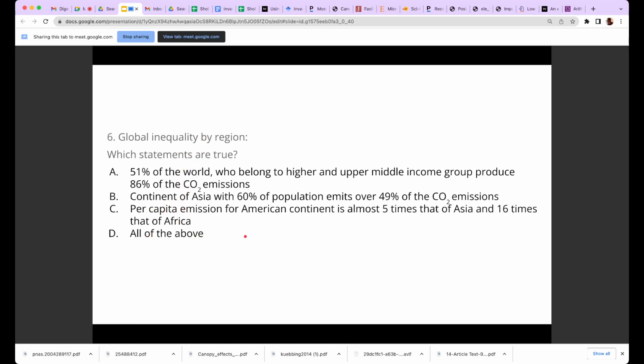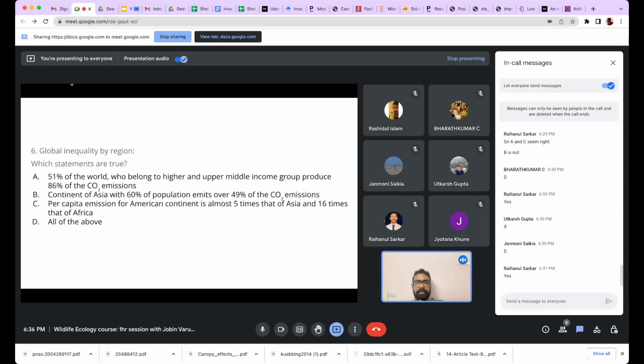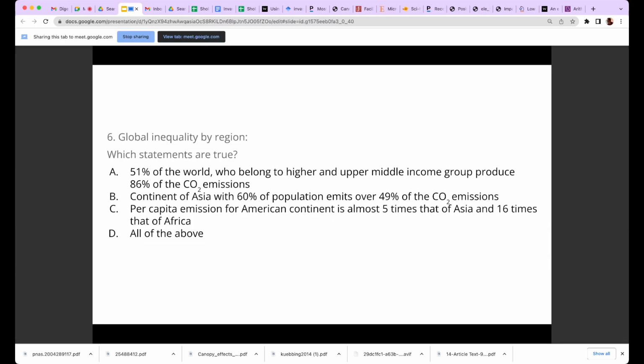Is everyone clear with this? Is everyone okay with what they saw? Raihanul says yes. Anybody else? Everyone clear? The answer is D. Okay. Nobody's talking anything. I'll just move ahead.